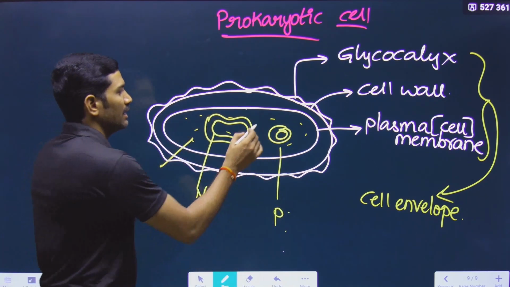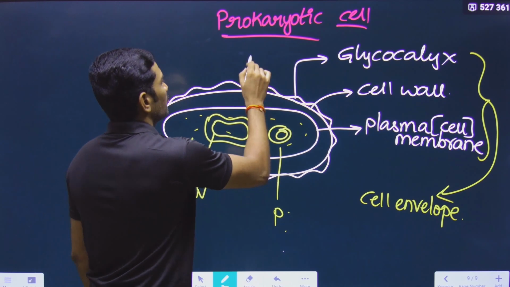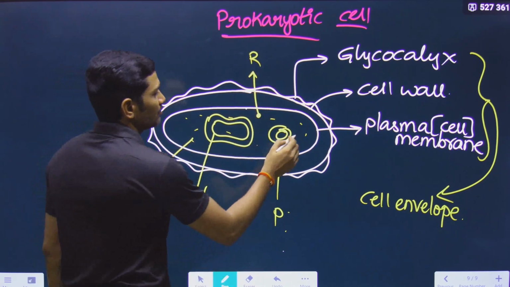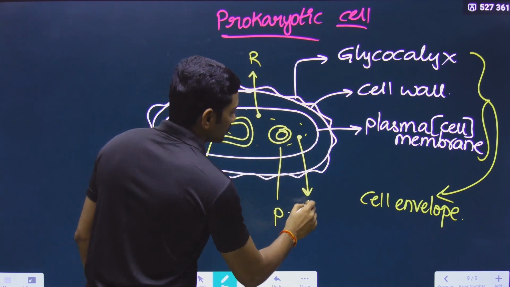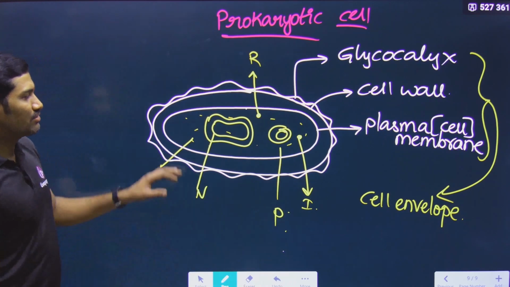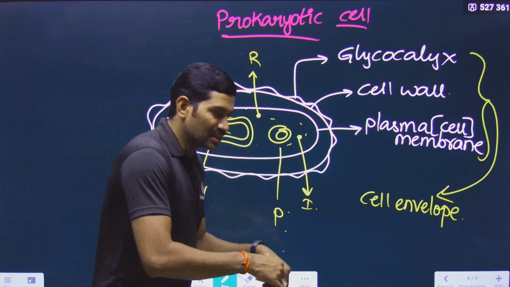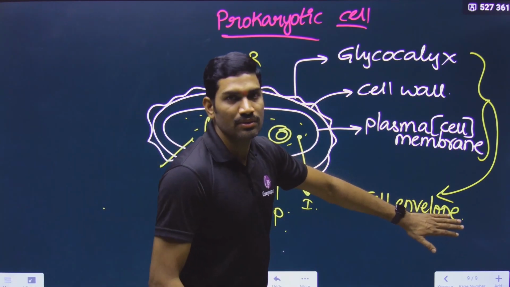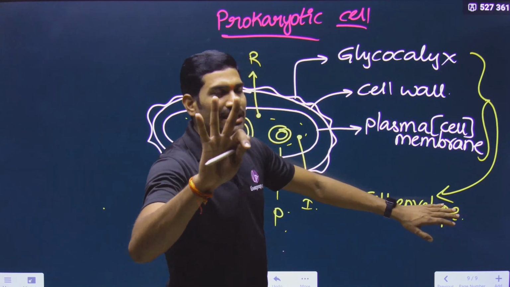Already we studied this. And apart from this, there are some organelles called ribosomes. And apart from this, there are some inclusion bodies. Yes or no? So in this way, we have studied about different things. And in this lecture, first we are talking about cell envelope. So cell envelope is having three layers.